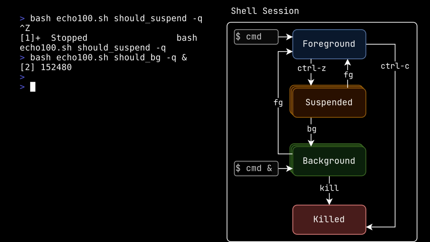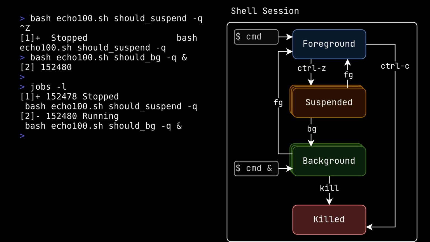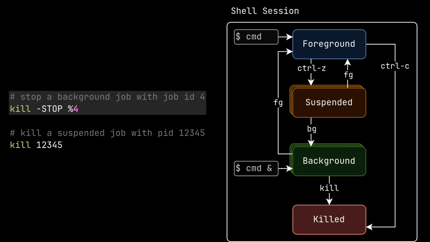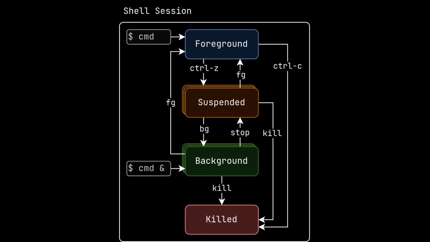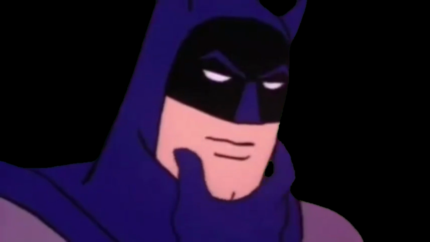Another useful command we have is the jobs -l command. This command will show all non-foreground jobs with their job ID and PID. For example, we can use the job ID to suspend a background job or use the PID to kill a suspended job. Now you have learned all the basics, but you might have noticed something non-intuitive.